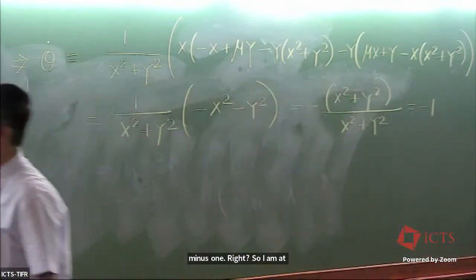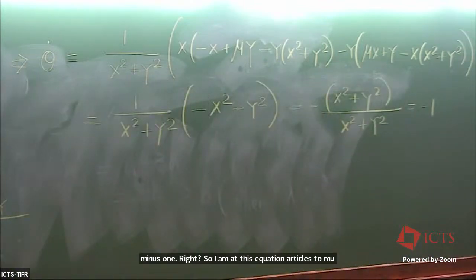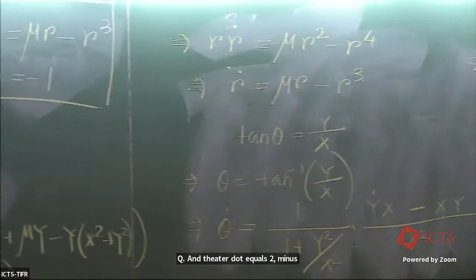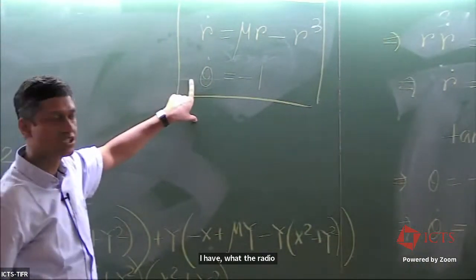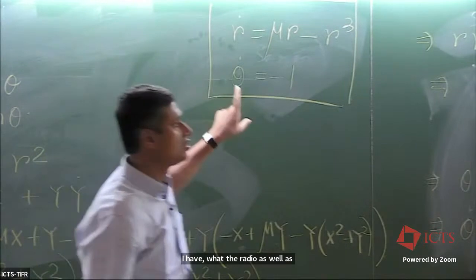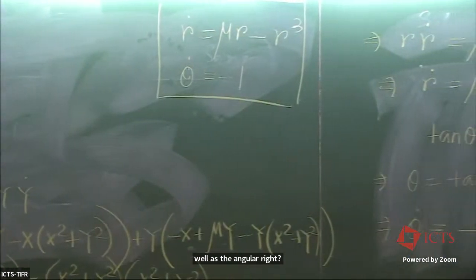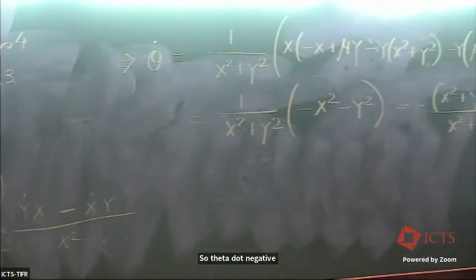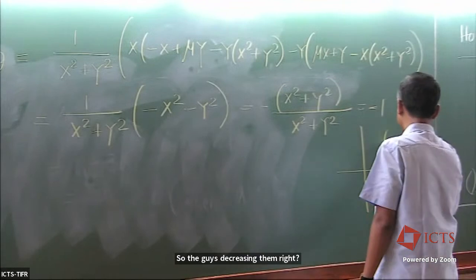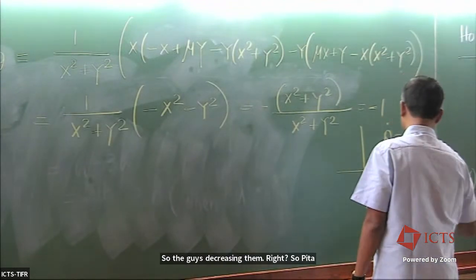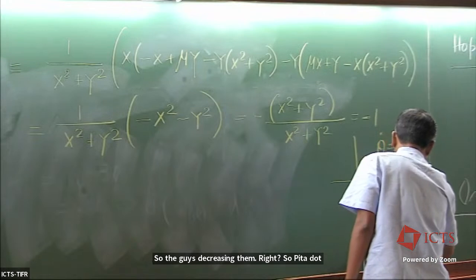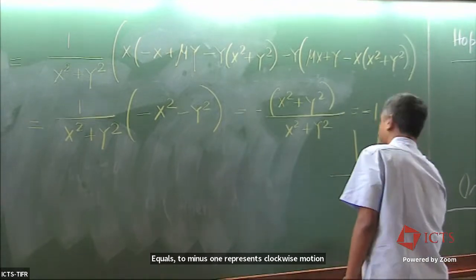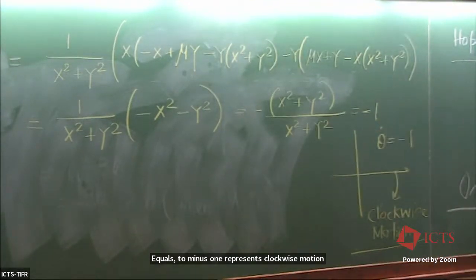So I am at this equation r dot equals mu r minus r cube and theta dot equals minus 1. So I have equations for both the radial as well as the angular motion, right? So theta dot negative means theta is decreasing then, right? So theta dot equals minus 1 represents clockwise motion. Fine.